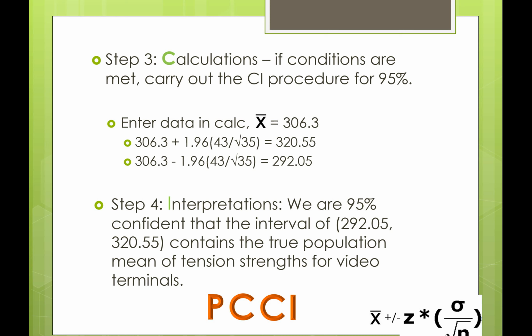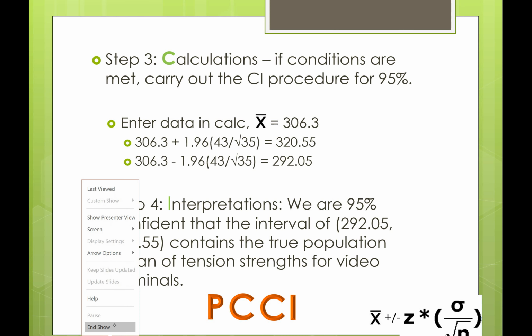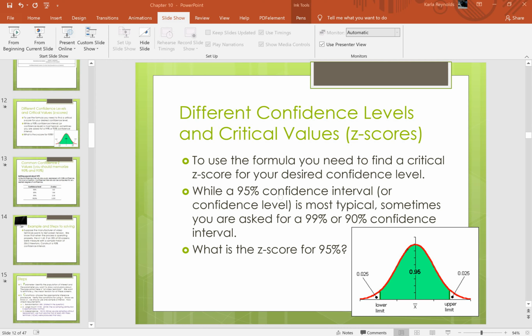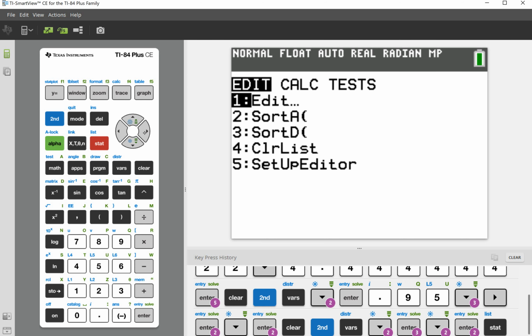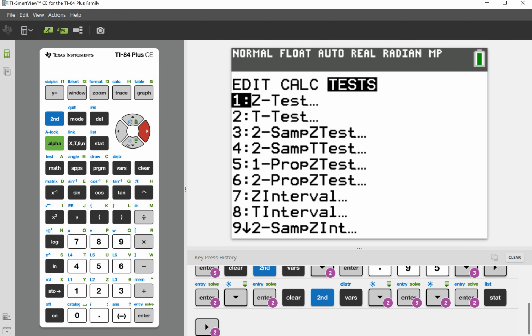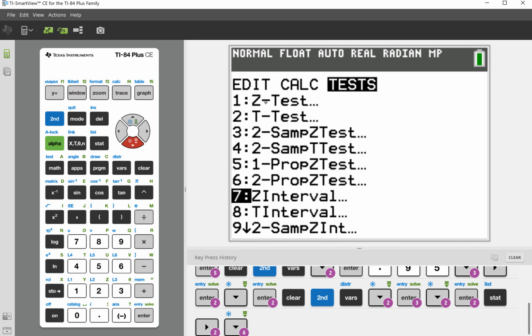So let me end the PowerPoint here so I can show you on the calculator where to do this. We are going to go back to our stat button, and now we get a new thing. We get to go over to tests. Now, we're not doing any tests yet, we're doing intervals. So if you look down at 7 and 8, you've got Z interval and T interval. We're going to do the Z interval, not the Z test. Don't choose Z test, Z interval.